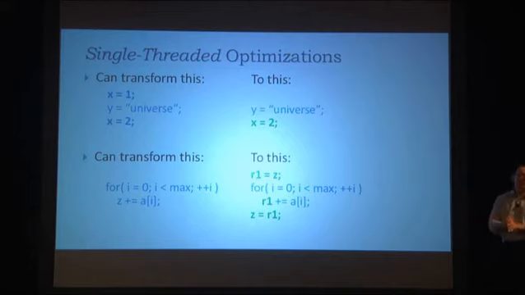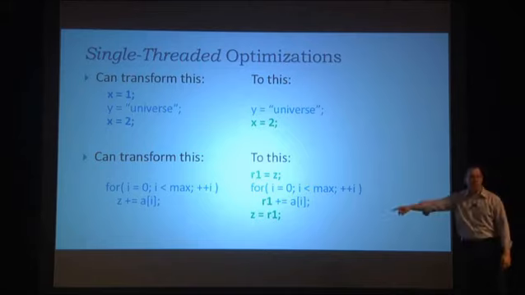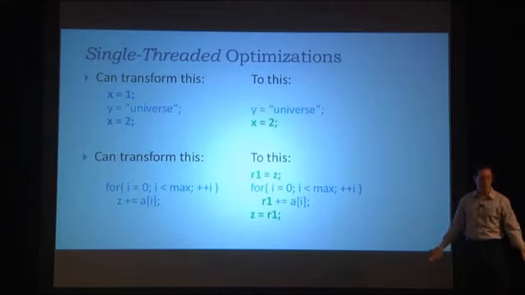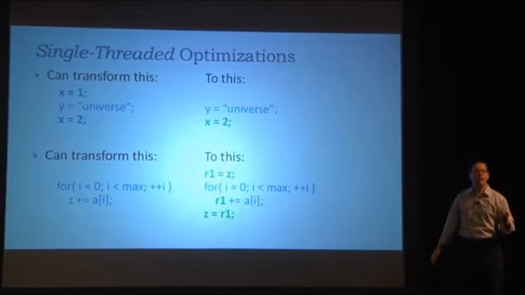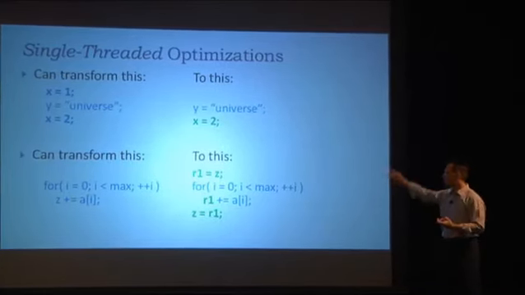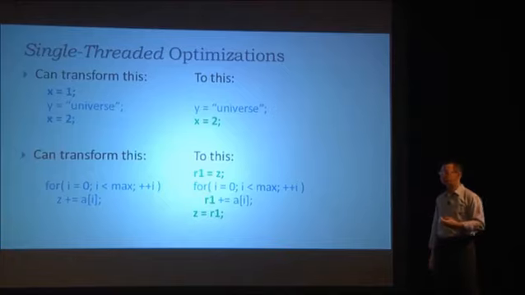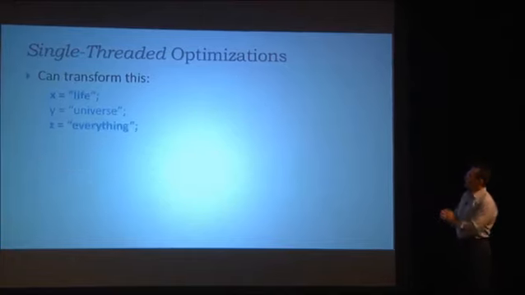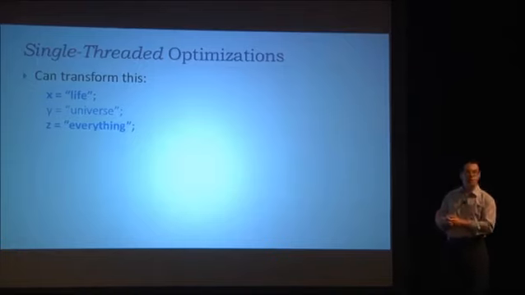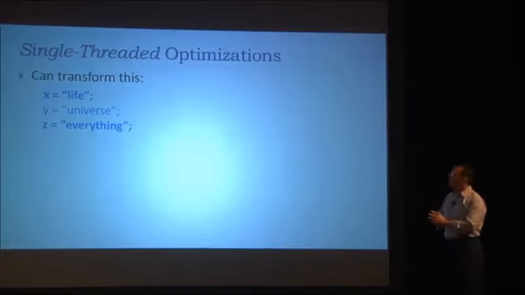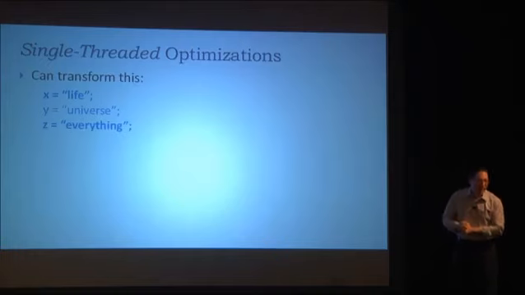Observable effect is the same. So in a single-threaded program, the left-hand side and the right-hand side give you the same answer, right? So this is perfectly legitimate, and this happens all the time. It's probably at least 30 years since you last saw a compiler that didn't do both of these. Now let's look at doing some more work. These could be char stars, they could be strings. x equals life, y equals universe, and z equals everything.